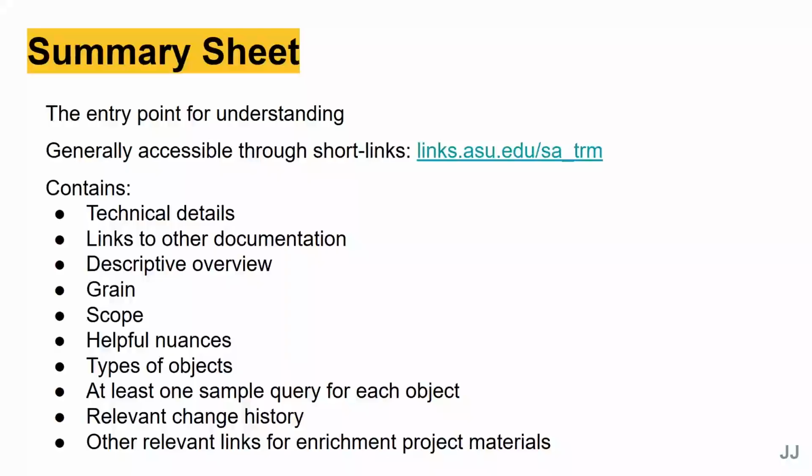So if you're looking at the SA term table in the warehouse, you can go to links.asu.edu/SA term and get to the summary sheet. The summary sheet's going to have some technical details. It's going to have links to the more detailed documentation about the asset, its development, how to use it, all that stuff. It's going to have a descriptive overview of what it is. It's going to tell you what the grain of the object is, what the scope is, how the population's defined. It's going to have some other helpful nuances in case there's some intricacies broadly that you should be aware of when using the object.